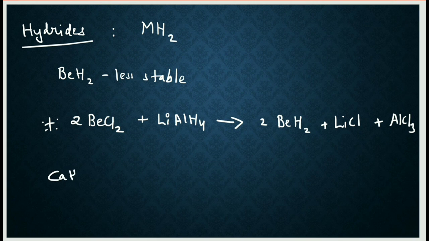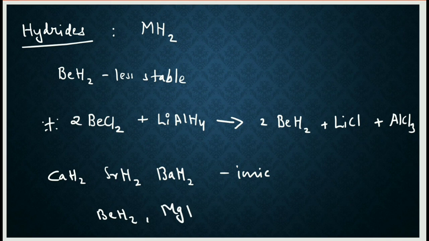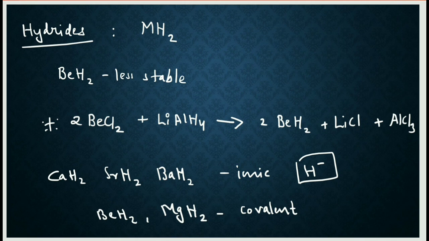Beryllium hydride is obtained by reducing beryllium chloride with lithium aluminium hydride, and calcium hydride CaH2, strontium hydride SrH2, and barium hydride are formed when heating with hydrogen, and they are ionic compounds. Beryllium hydride, BeH2, and magnesium hydride, MgH2, are covalent. So the difference is that calcium, strontium, barium hydrides are ionic, which contain H- ion, and beryllium, magnesium hydrides are covalent and they can be in polymeric structure.